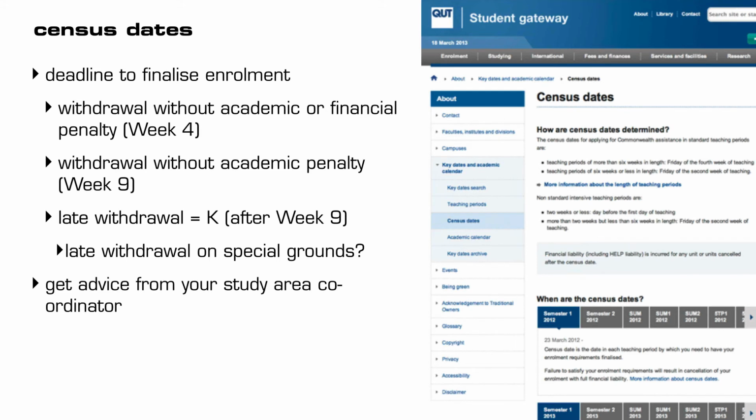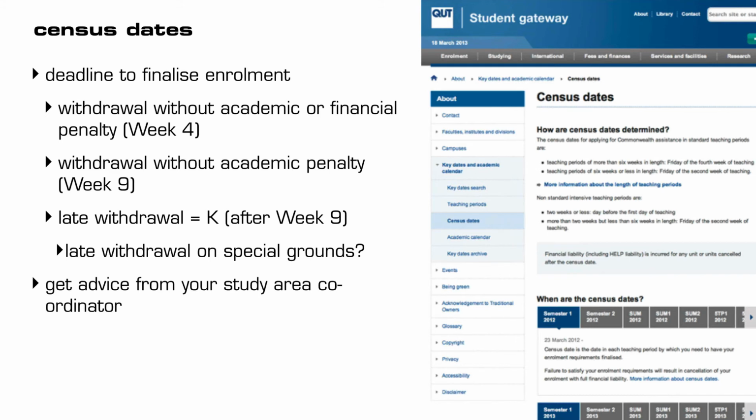But if you withdraw before the end of week 9, you can avoid a fail result, but you still have the financial penalty of having to pay for the unit. And that's something the federal government dictates. That's not something QUT has any control over. So you need to pay for a unit if you late withdraw up until week 9.